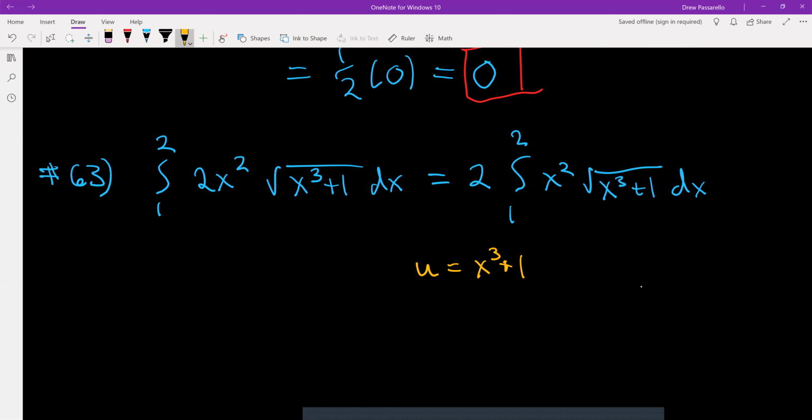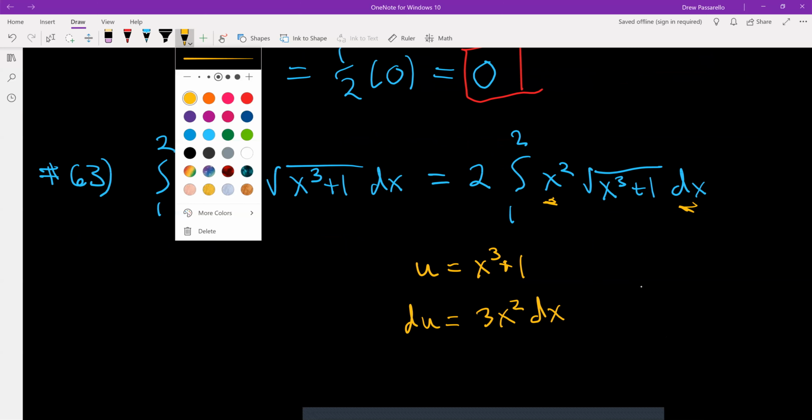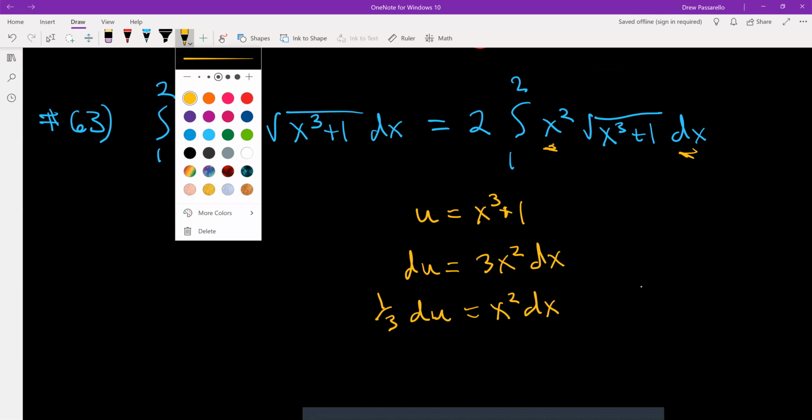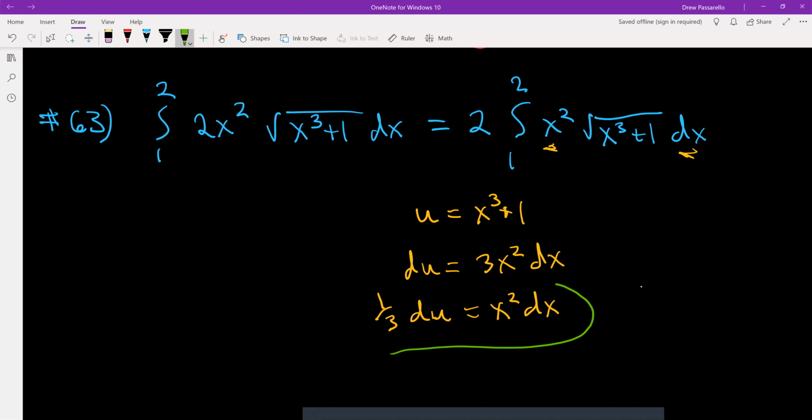Taking the derivative, du. The derivative of x cubed is 3x squared, and then the 1 goes away because that's a constant. So I have 3x squared dx. Now in the integral, I have x squared dx, so I need to divide by 3 or multiply by 1/3. So I get 1/3 du is equal to x squared dx. The 3 goes away when I'm multiplying 3 by 1/3. So that's what I'm plugging in for x squared dx, and I'm plugging this in for u.